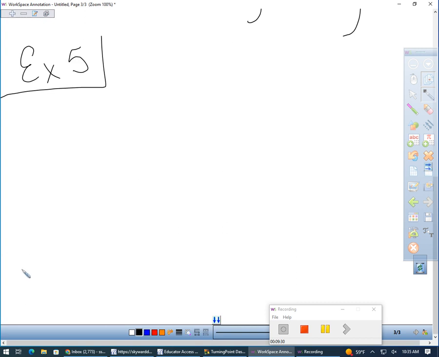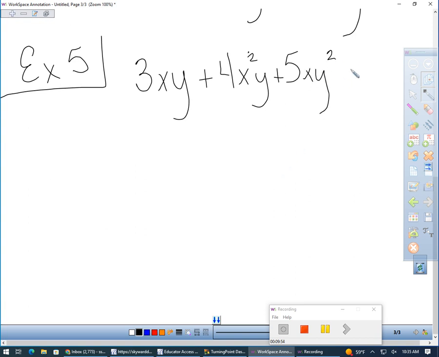How about this one? Let's go with 3xy plus 4x squared y plus 5xy squared minus 2x squared y.